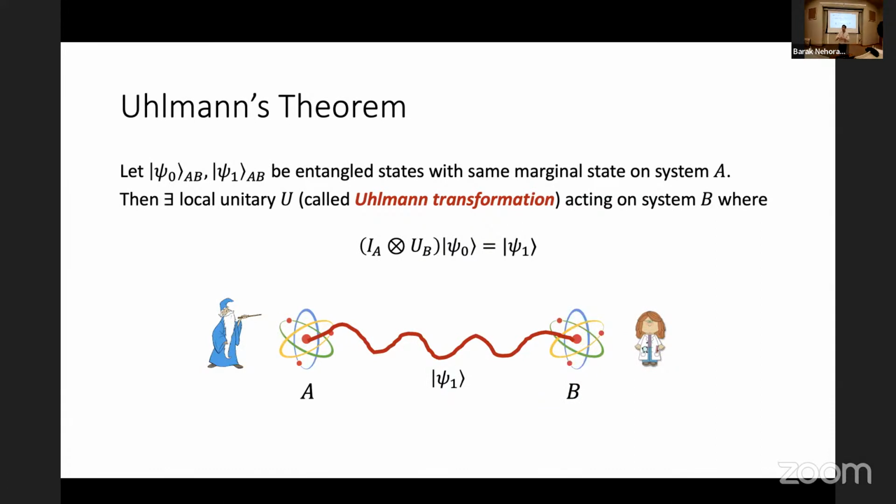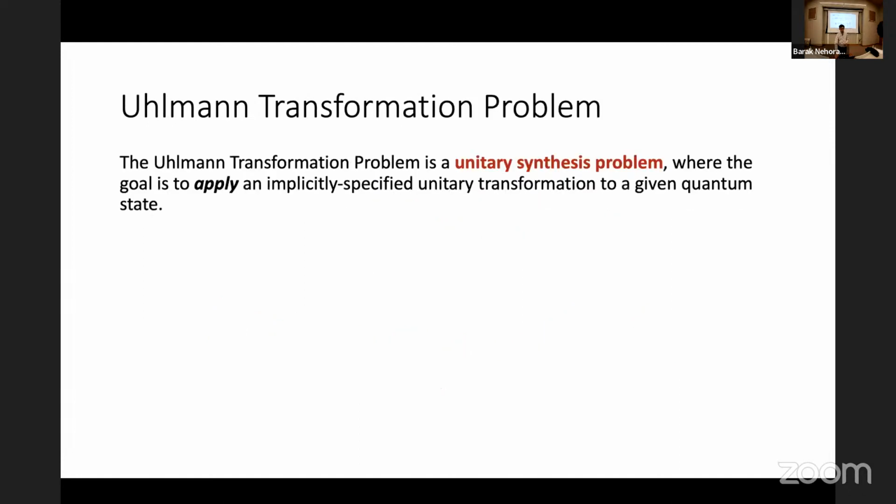So this is just a mathematical fact. There always exists such a unitary, provided that psi 0 and psi 1 satisfy these conditions. But we can think of it also as a computational task. This Uhlmann transformation problem is what I call a unitary synthesis problem, where the goal is to apply an implicitly specified unitary transformation to a given quantum state. So what's the input and output behavior of this problem?